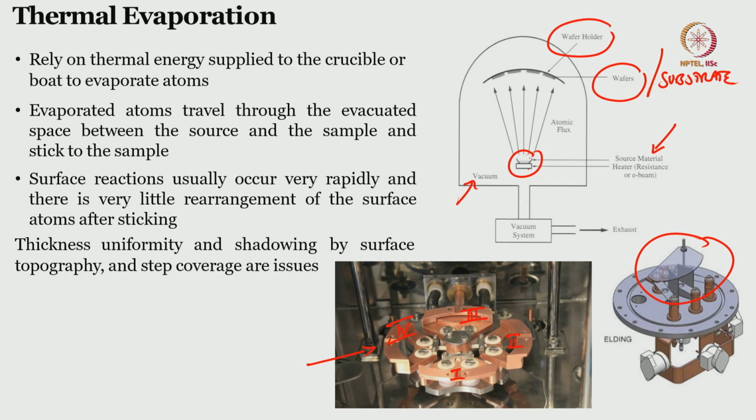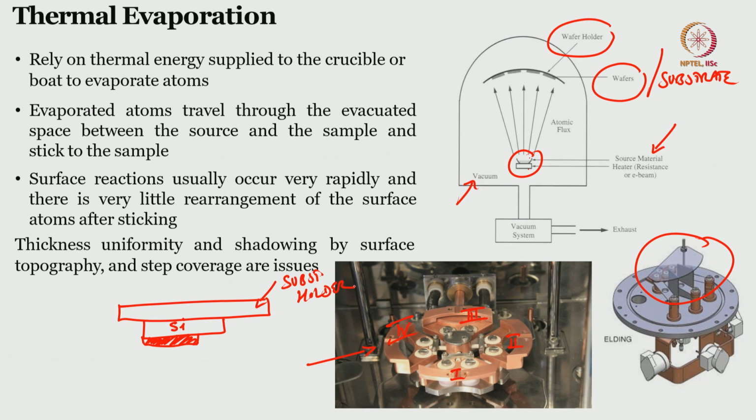That is the statement we have seen in previous slides. And second, thickness uniformity, shadowing by surface topography and step coverage are issues. To improve the thickness uniformity of the deposition, we rotate the substrate holder. Still there is a shadowing effect which is not possible to overcome, and there is some kind of step coverage issue. What is step coverage? Suppose this is a substrate holder, and you have a substrate loaded onto it, and on the substrate you have some material like this. This is your silicon and this is your substrate holder.